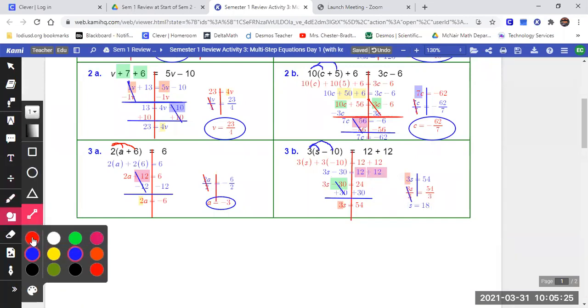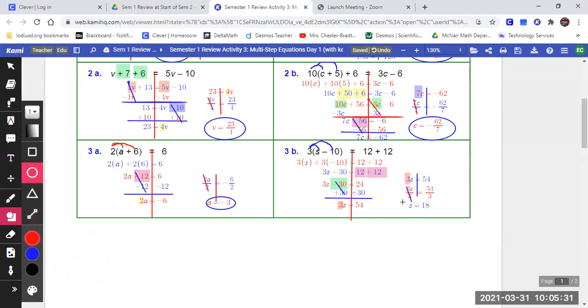All right. All right. Oops, where did I do the wrong thing? I want the circle. Turn it in. Turn in your work.